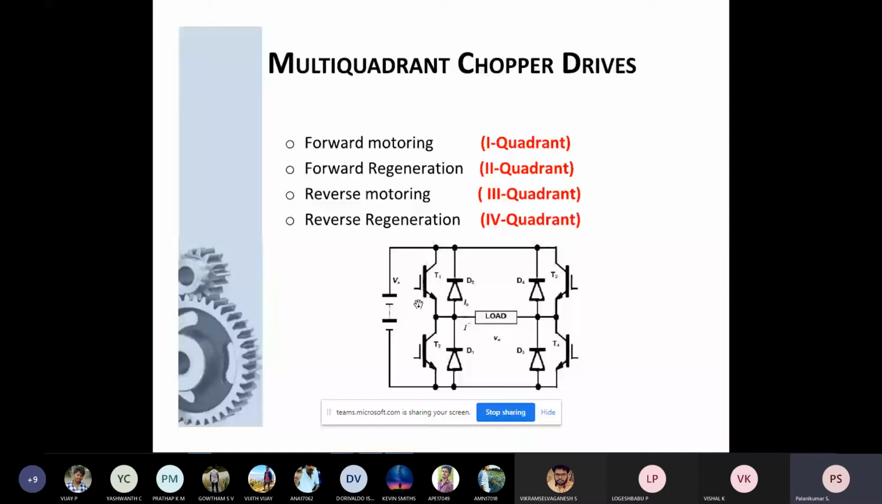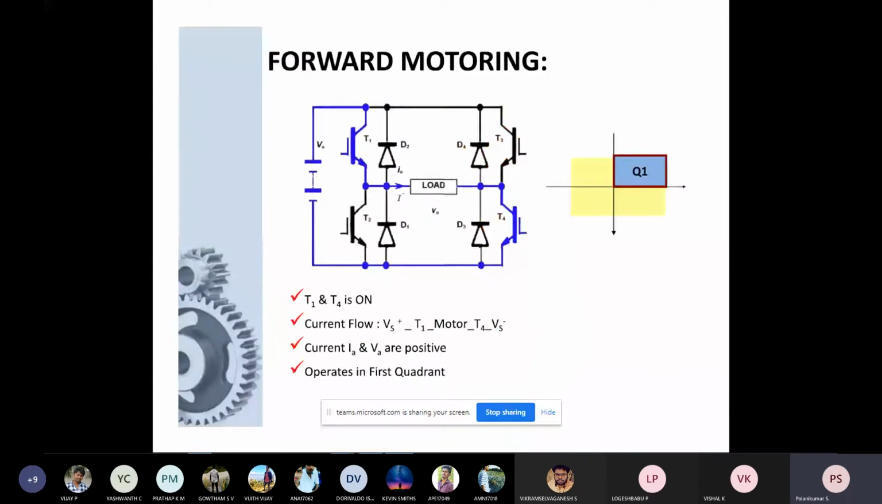So here: forward motoring, forward regeneration or forward braking, reverse motoring, reverse regeneration or reverse braking. These are all the four quadrant operations. During the first, forward motoring operation, we are going to see elaborately how it works. This is the concept you only have to remember, because many of you are from non-electrical backgrounds, almost all the branches, all the five.